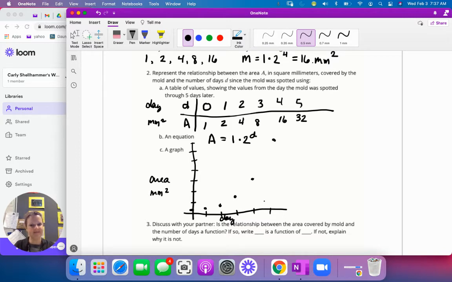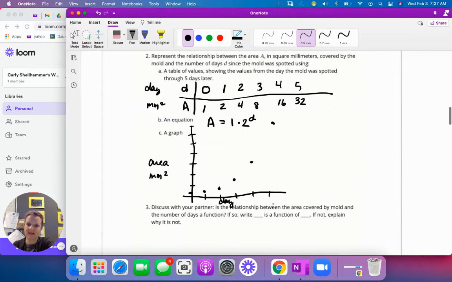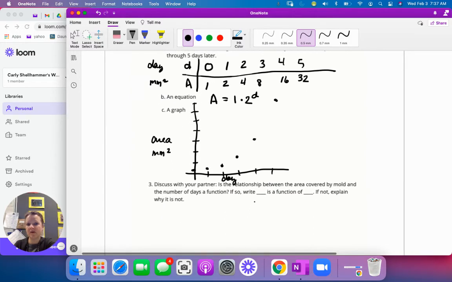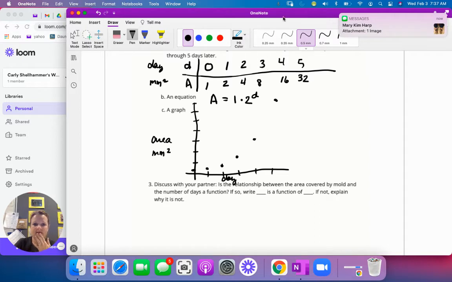All right. So that's 3 representations. Now discuss with your partner the relationship between the area covered by mold and the number of days.